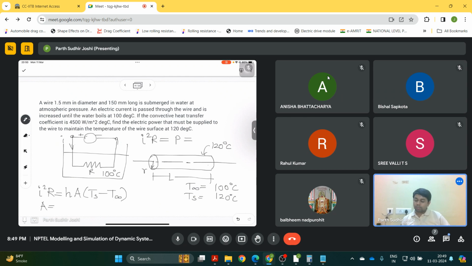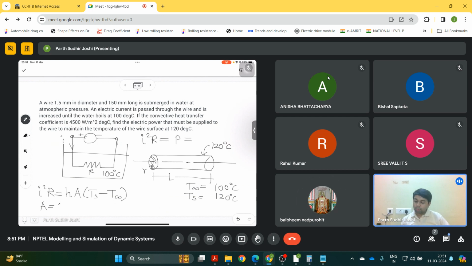Now what is the surface area here? What is the surface area across which the heat transfer is happening? Is it only pi r square? So what will be the curved surface area of the cylinder? Yes. So not pi r square L. So that will be basically the volume. So the area will be the area of the, yeah.